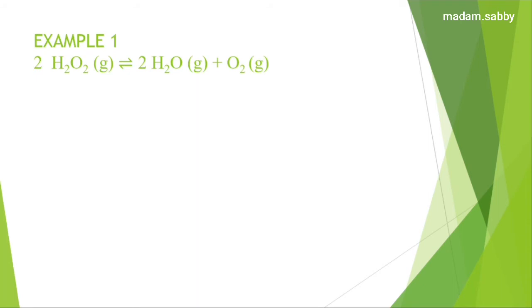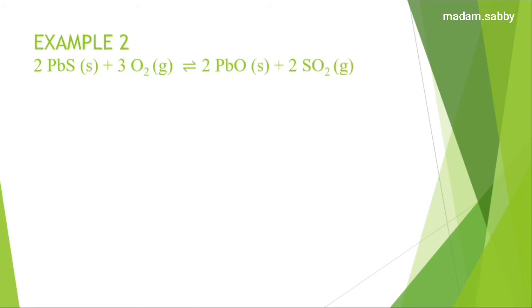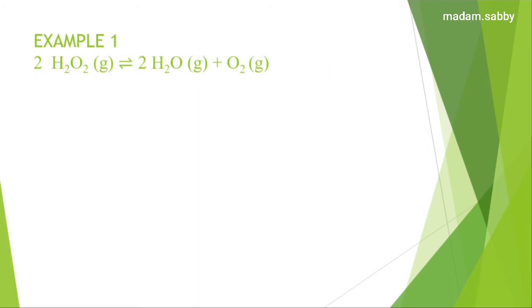Okay, so this is example 1. In my first example, all the reactants and products are just gases. So write down my Kc. I'm going to write down my Kc first, using square brackets.